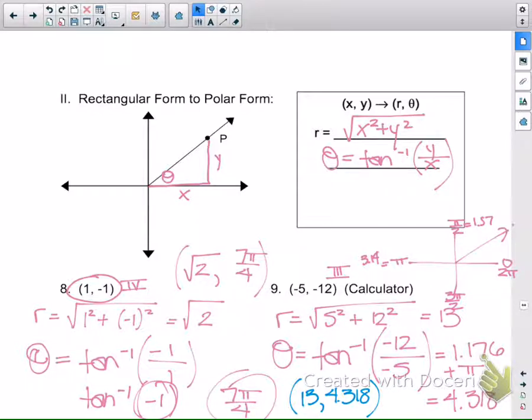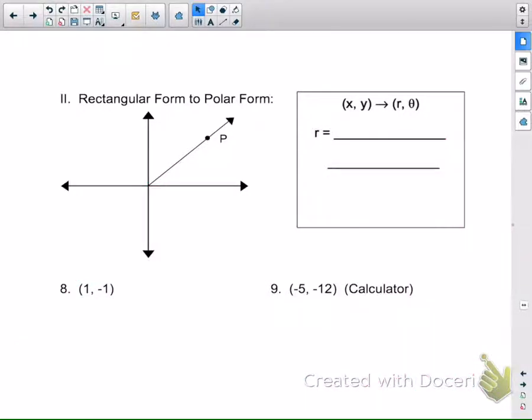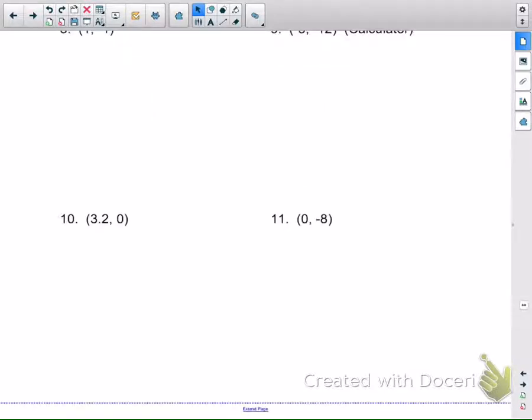Okay. Let's try that again with question 10. First, what am I going to do to find my r value in question 10? Okay, square them both and put them under a square root. Okay, do I actually have to really do work for this one? No, because if I do 3.2 squared plus 0 squared and then square root what I squared, I'm just going to get 3.2 back out.